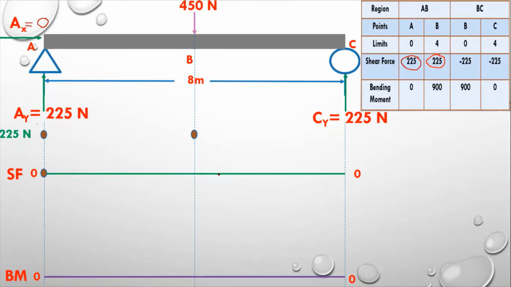Now again I have the value minus 225 at point B. Keep it in mind that I have this value again at point B. Here it is minus 225. So I will write down minus 225 here. So what I have to do is go down, because if I am going to take the zero value, the zero value should be here.